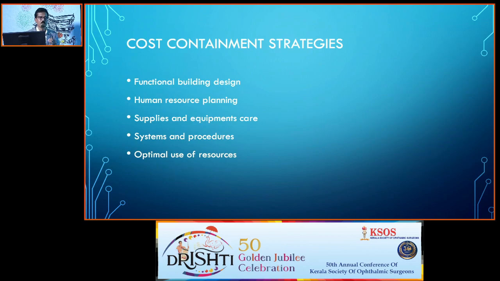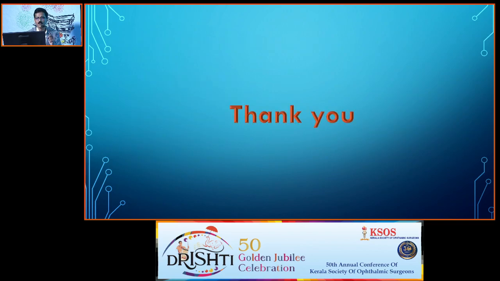Then care of equipments. Say you buy an automated perimeter, its life, if you look after it properly with good AMC and good care, you can use it for almost 8 to 10 years. In our hospital, we are using it for that long. Similarly, good systems and procedures, all this will help you in the optimal use of resources, so that your cost will come down marginally, so that proportionately your profit will go up, so that you can afford to have lower surgical packages. So this is in short what I wanted to say about how to plan for your surgical package.